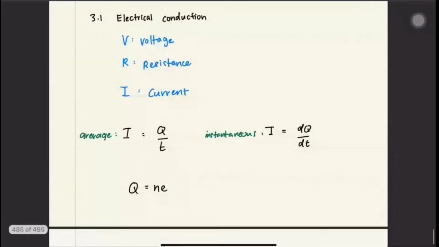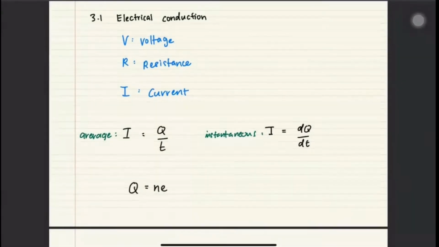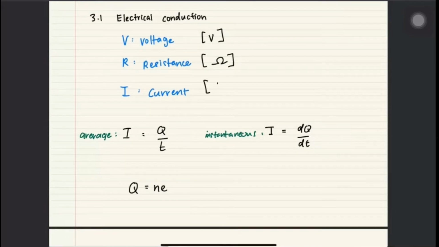Okay, for the first subtopic is 3.1 electrical conduction. Okay, there's few things that you guys need to be aware. I mean, this one is obvious lah. You have V, R and I. V is the voltage, R is the resistance, and I is the current. And voltage, the unit is V, resistance is ohm, and the current is ampere.